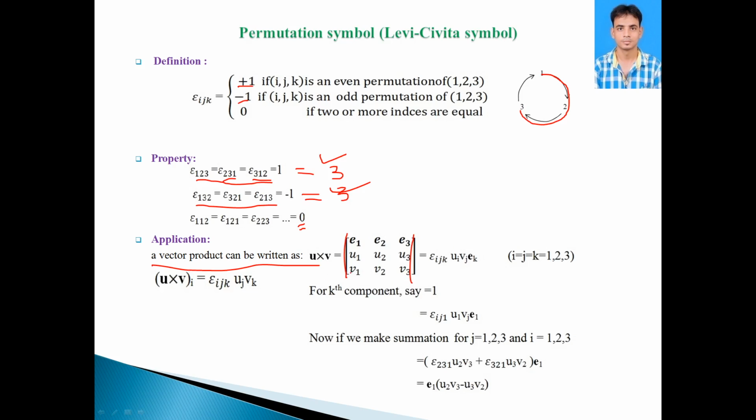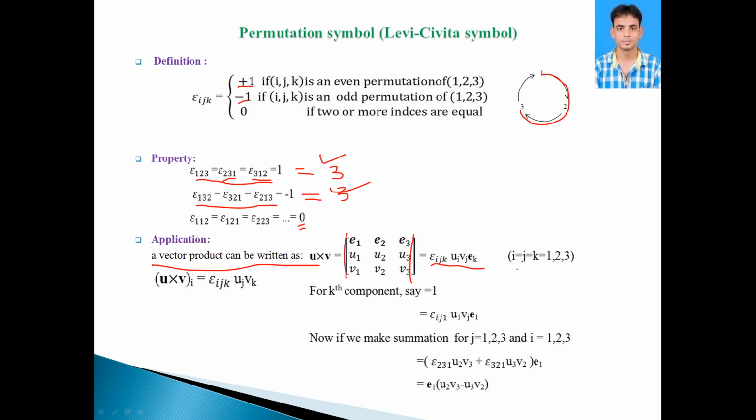So you know u cross v can be written like this, where e1, e2, e3 are the unit vectors along the x1, x2 and x3 axes respectively. Now in indicial form this u cross v is written as epsilon ijk ui vj ek, where ek is the basis vector, where k stands for 1, 2, 3. Similarly i, j also vary from 1 to 3.